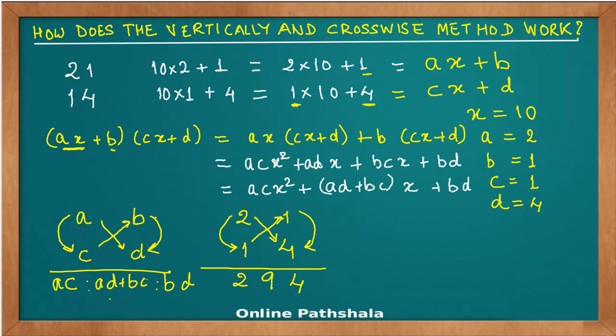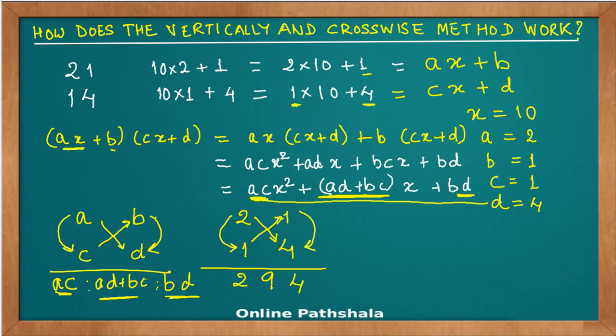Now let us try to correlate this with this result over here. You can see the first digit is ac, the second digit is ad plus bc, the sum of the cross products, and the last digit is formed by bd. Therefore this is what we get. And that is how this method works.